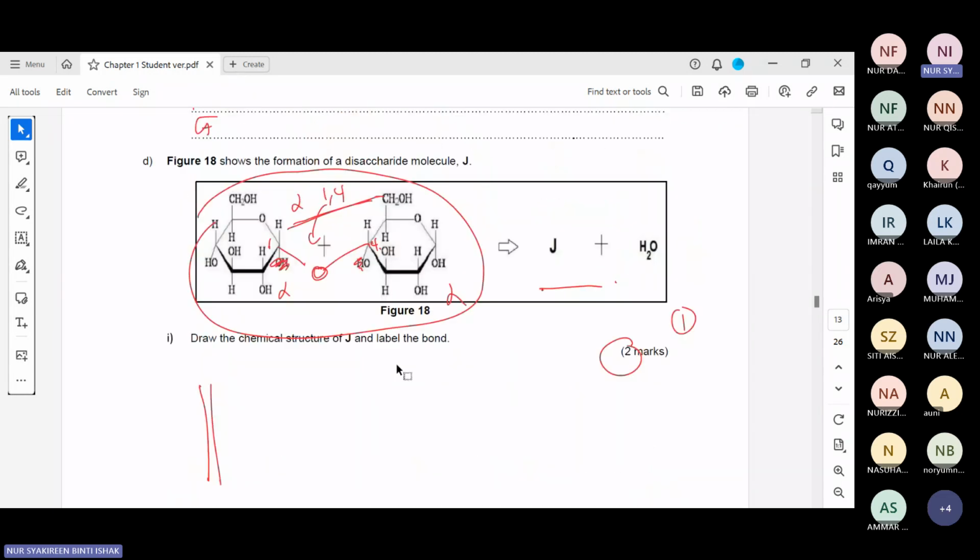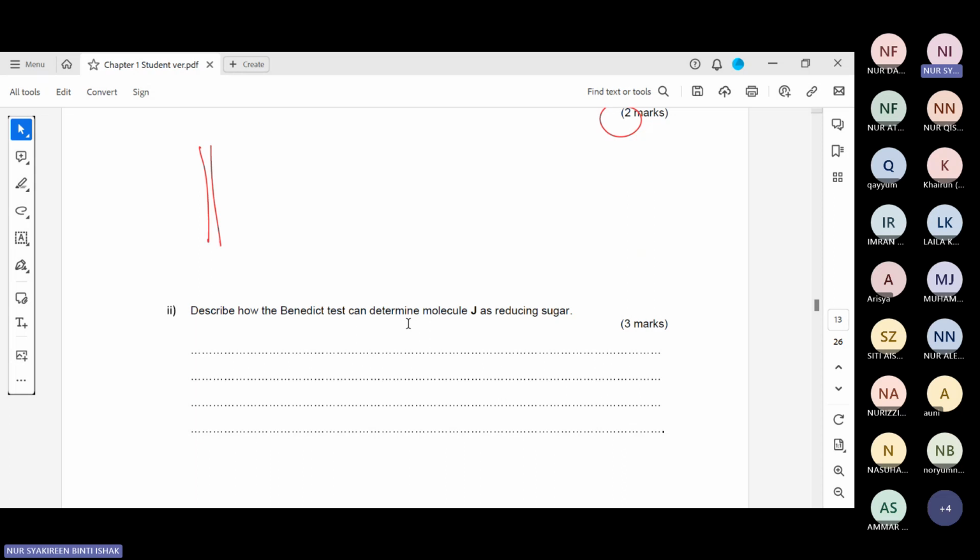So kita tahu maltose ni is a reducing sugar. Why is maltose a reducing sugar? Because it has a free carbonyl group. Okay, a free maksudnya carbonyl group dia exposed to the reaction. Okay, so in order for you to detect whether your samples contain reducing sugar or not, you test with Benedict test. So macam mana nak tahu dia ada reducing sugar?